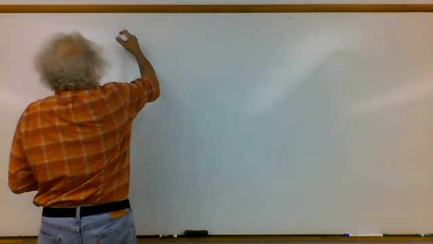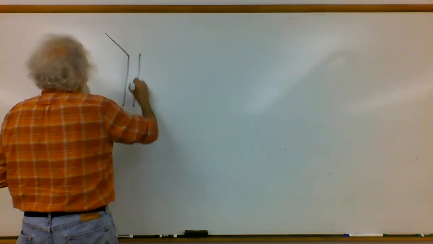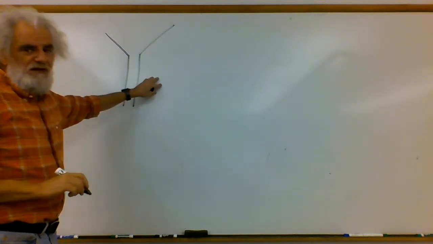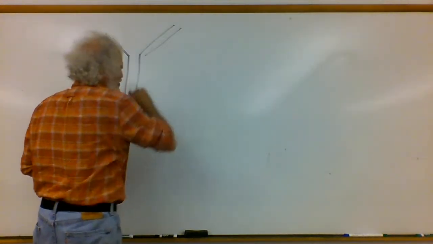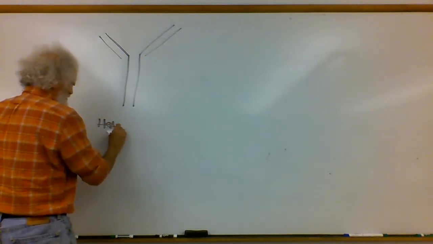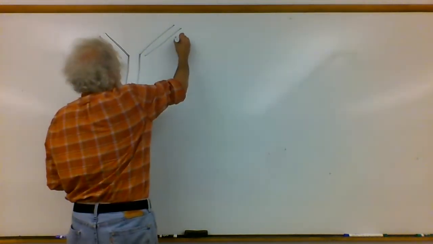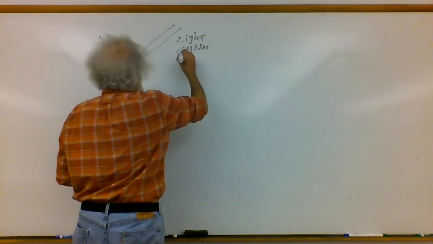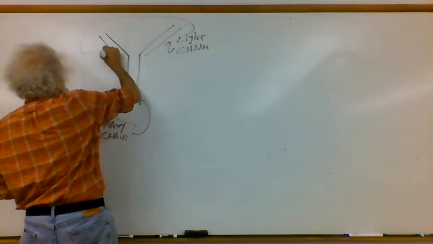This is what it looks like. It's a fairly large protein complex made up of two subunits. One subunit is called the heavy chain, and we have two identical heavy chains, and the other subunit is called the light chain. There are two identical light chains. So you have the heavy chain here, and then the light chain here. So two heavies and two lights.